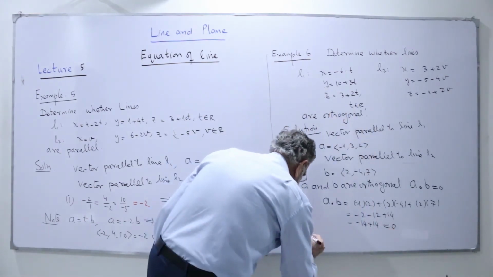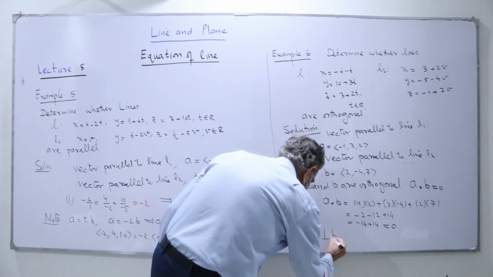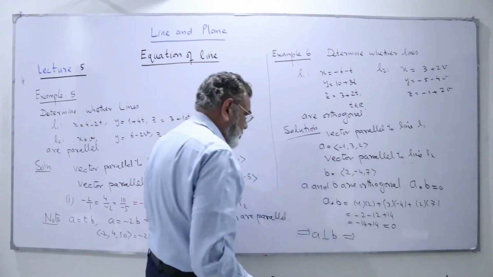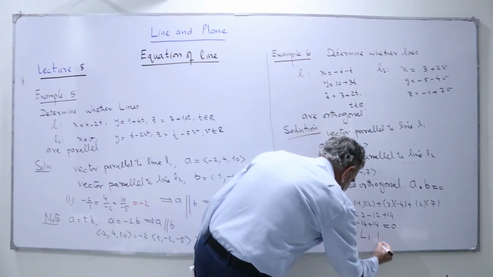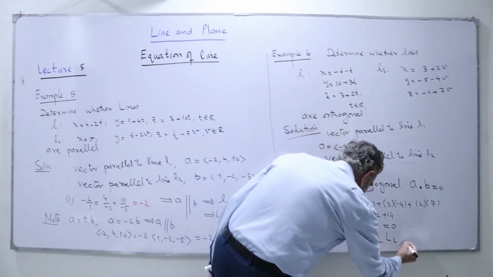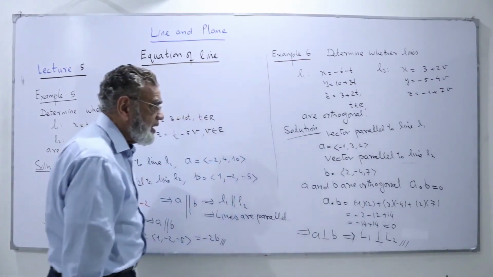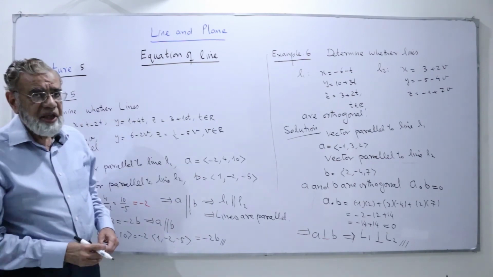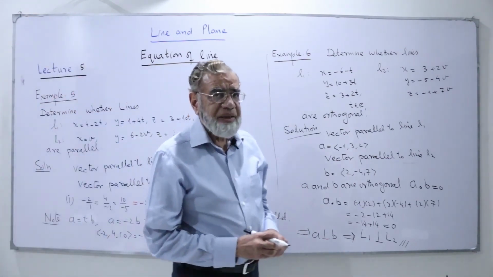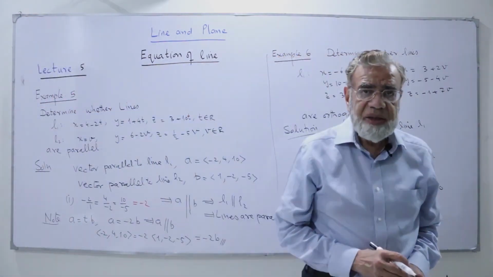This implies A is orthogonal to B, and when two vectors are orthogonal, then the corresponding lines are orthogonal. So L1 and L2 are orthogonal to each other. That's the idea we have just developed: two lines are parallel when their corresponding vectors are parallel, and two lines are orthogonal when their corresponding vectors are orthogonal.